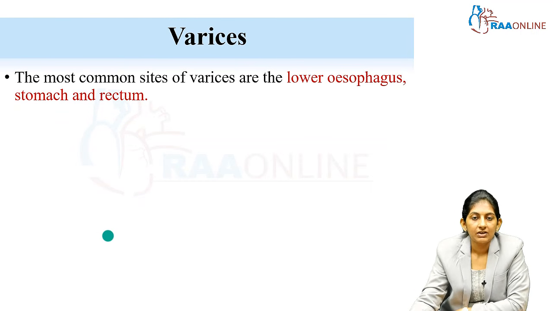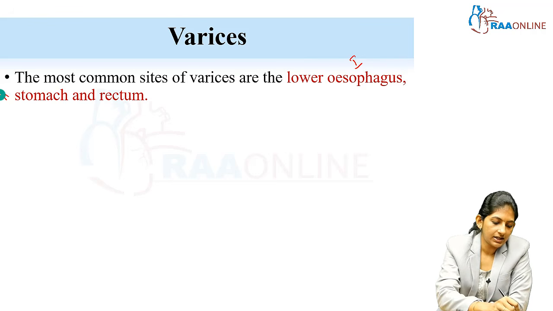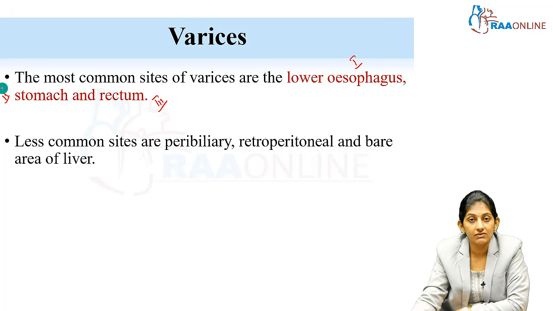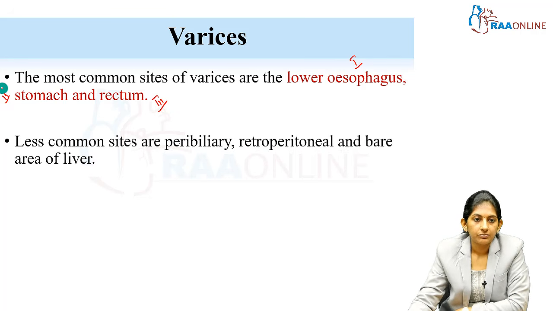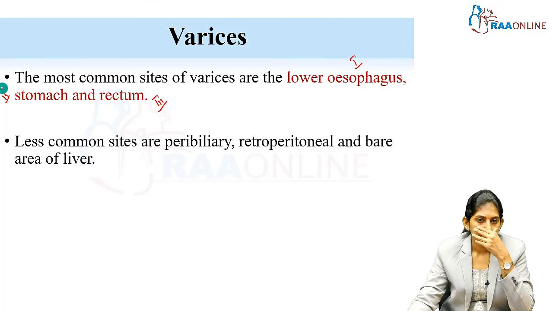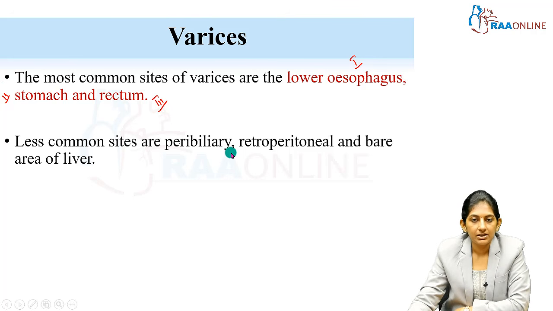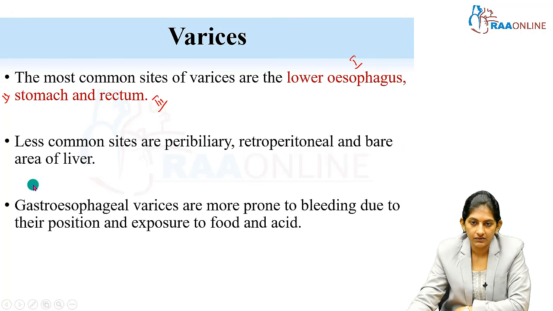So, we will see where all varices can be. Most common sites, three. First most common will be lower esophagus, second will be gastric, third will be rectum. Further down in the discussion, I will be showing where else varices can come, with pictures and collaterals. Less common sites are peribiliary, retroperitoneal and in the bare area of the liver.